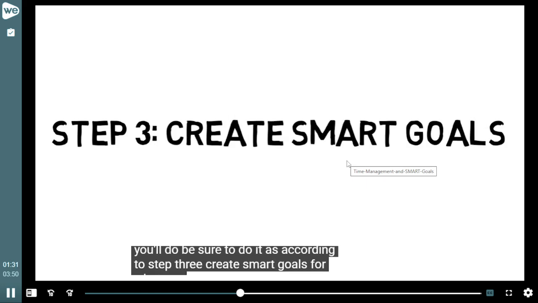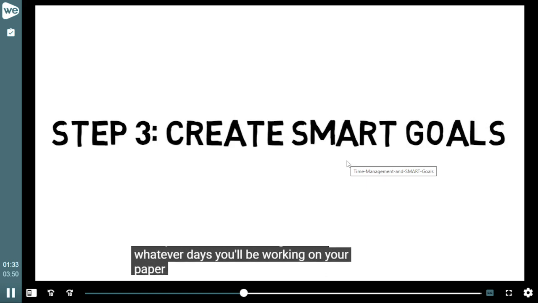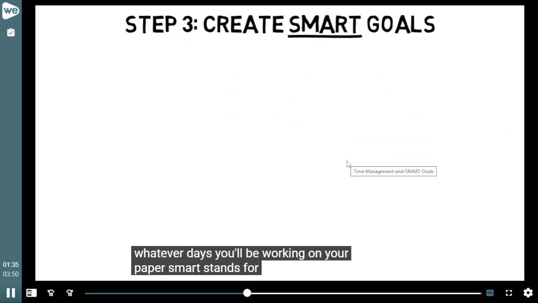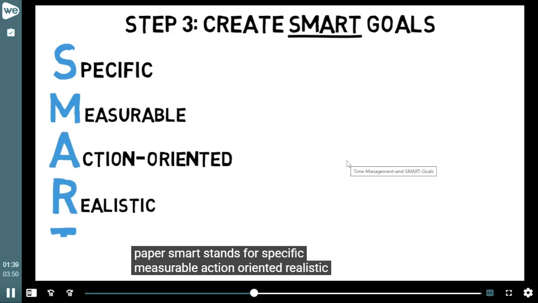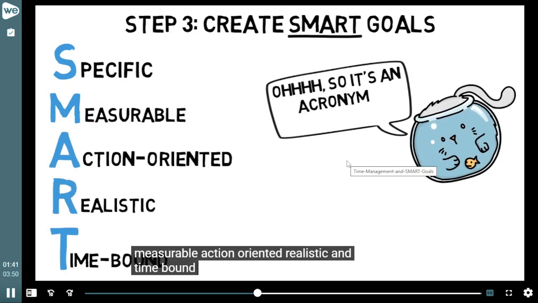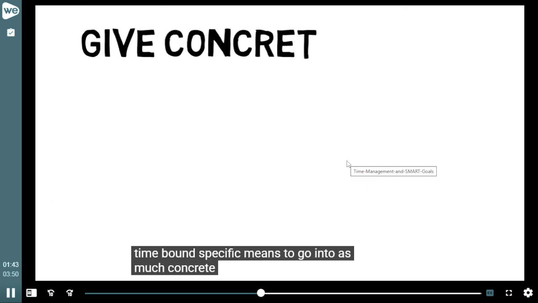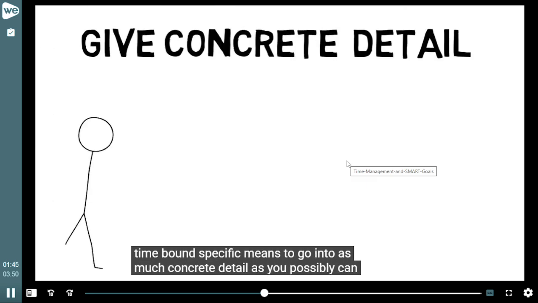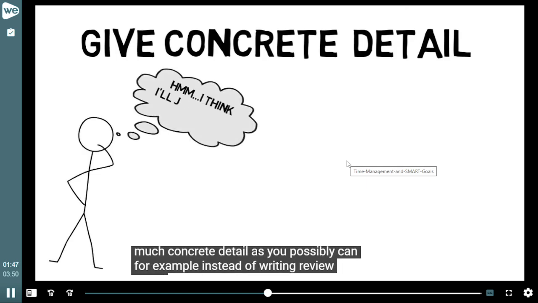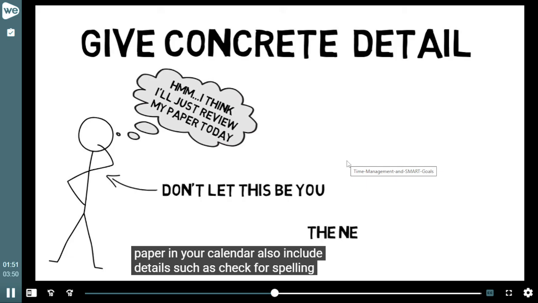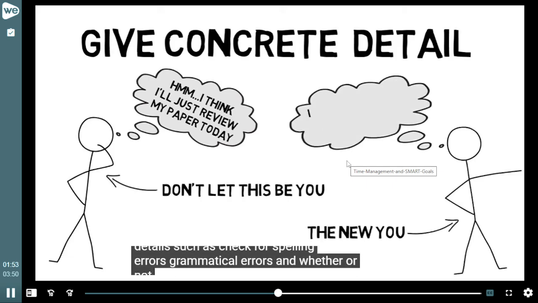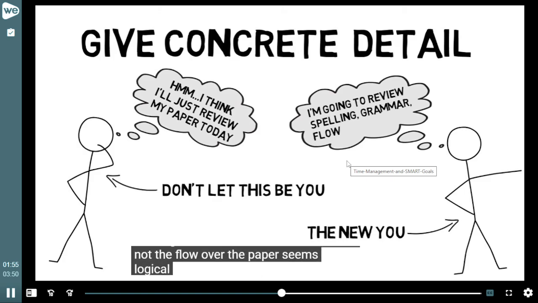Create SMART goals for whatever days you'll be working on your paper. SMART stands for specific, measurable, action-oriented, realistic, and time-bound. Specific means to go into as much concrete detail as you possibly can. For example, instead of writing review paper in your calendar, also include details such as check for spelling errors, grammatical errors, and whether or not the flow of the paper seems logical.